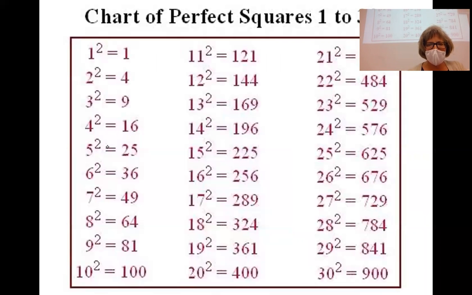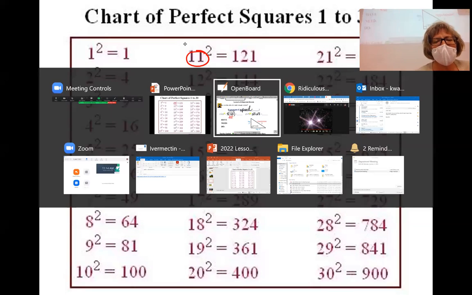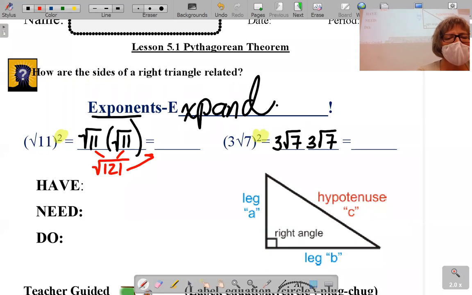Okay, but if you look up here towards the top, the square root of 121 is just what number? 11. So we come here, square root of 121 is just 11. This is a super important pattern. Any radical times itself is just the number on the inside.